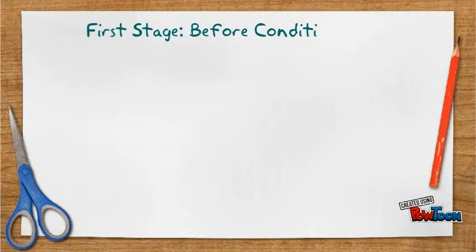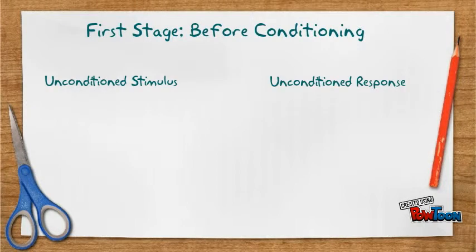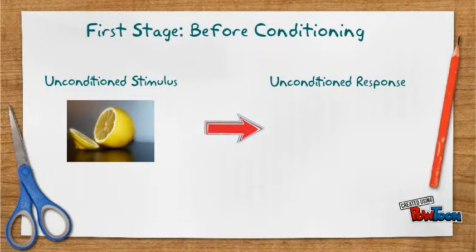First stage, before conditioning. This is where there is an unconditioned stimulus, which in this example would be the sour lemon, and then the unconditioned response, which would be the salivating.